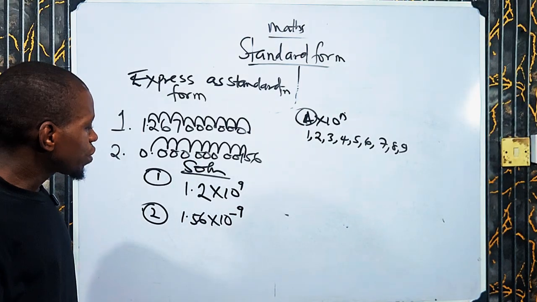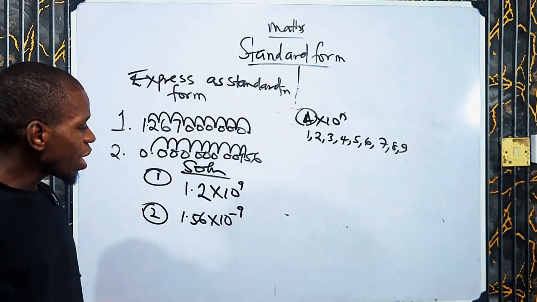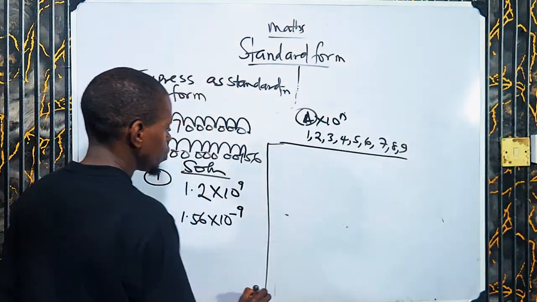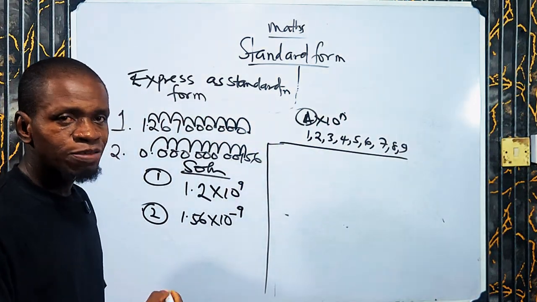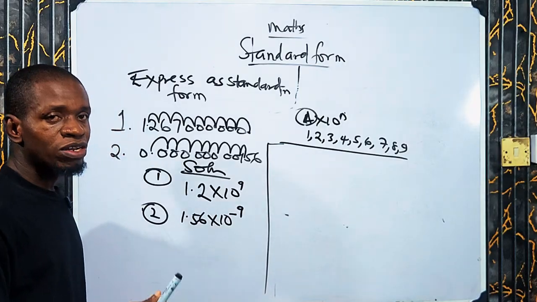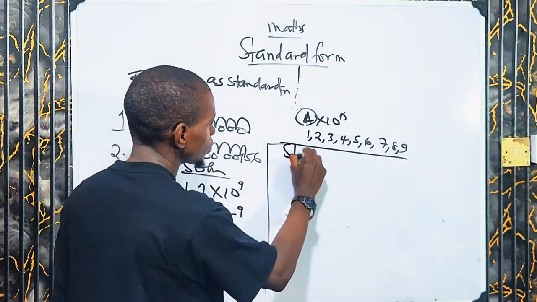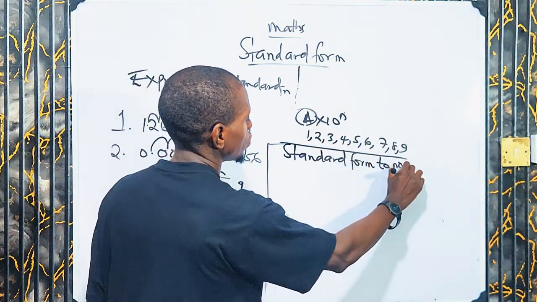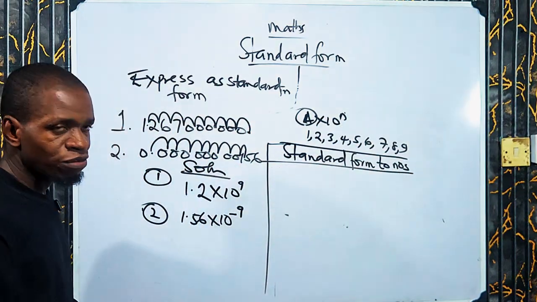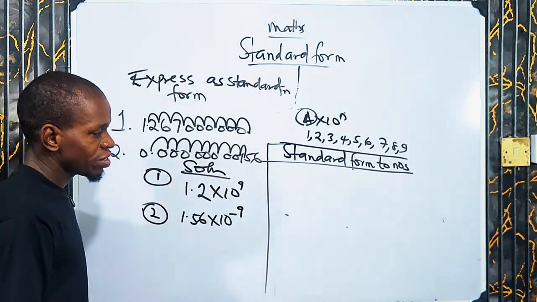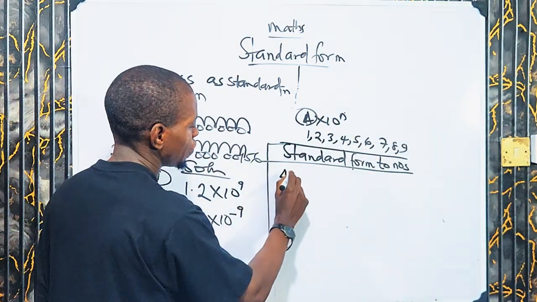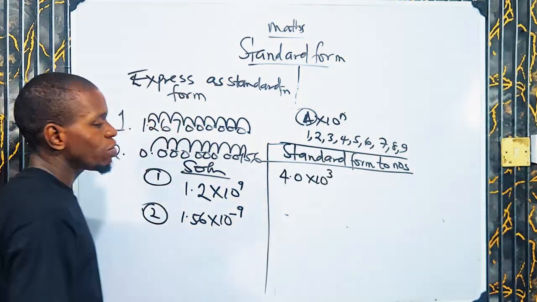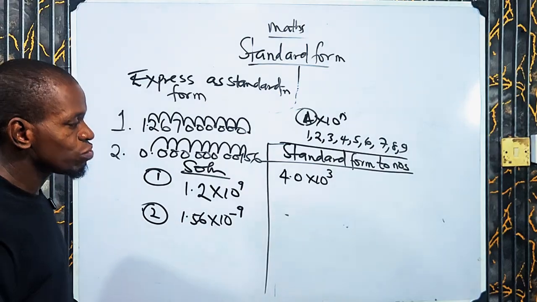Okay, now, since I've already explained this, how do we think about this now? Let's just say, before I proceed, assuming we are given something in standard form and we are expected to convert it from standard form to ordinary numbers. How do you convert that? Let's take, for instance, 4.0 times 10 to the power of 3, and I want to convert it from standard form to numbers.